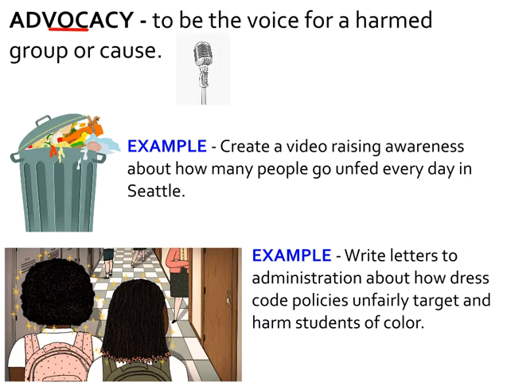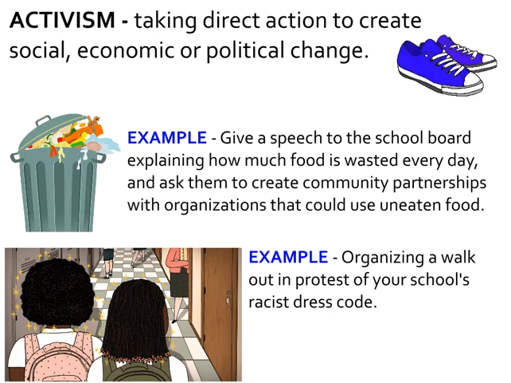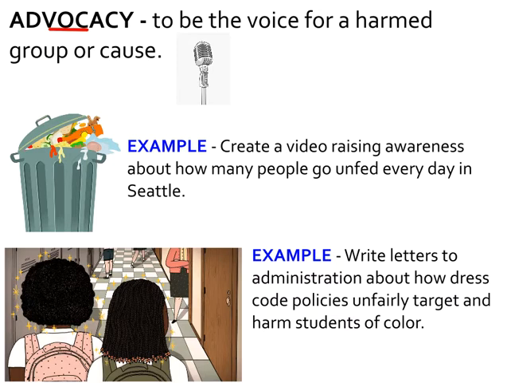I want you to notice that when I'm being an activist, I am actually advocating for change to happen. So I'm working on actually changing the dress code policy. If I am an advocate, if I'm using advocacy as my way of responding, I'm just talking about who is directly harmed by that. I might be raising awareness, or I might be speaking directly to the people that can affect change, but I'm just talking about who's harmed.